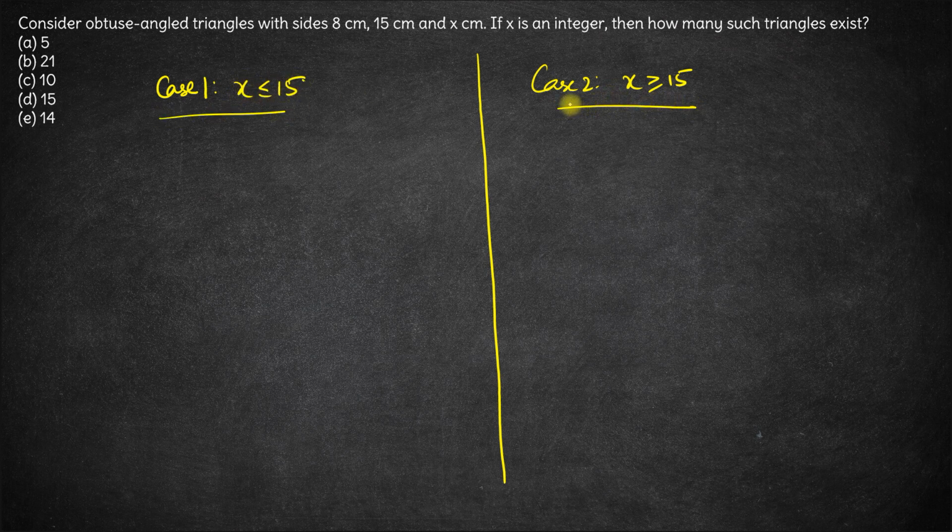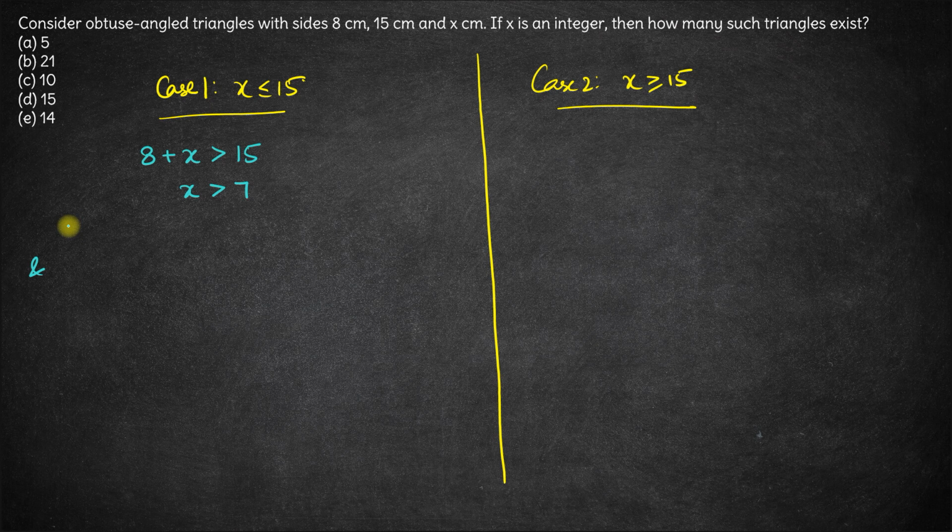Let's see. Now if 15 is the highest side, so we know the sum of the two sides in a triangle is always greater than the third side. So if 15 is the highest side, we can say 15 is less than x plus 8. So from here x definitely must be greater than 7. So we have x is greater than 7 but less than or equal to 15. This is the first thing.